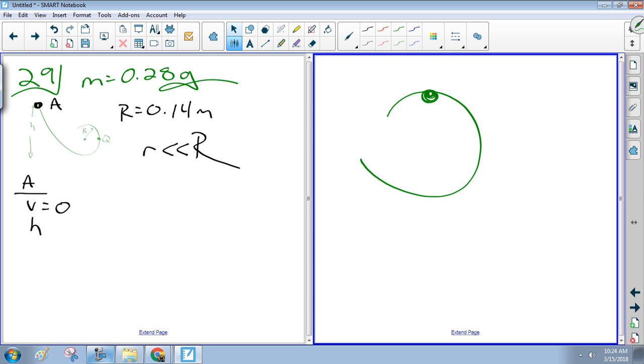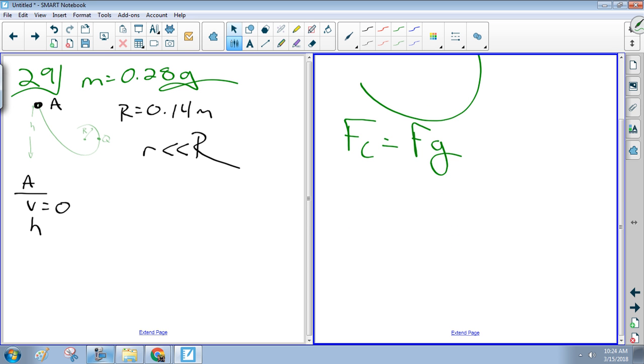At the point when it's just about to leave the track, what is true? Your net force isn't 0. Something else is 0. The normal force is 0, which means that all of my centripetal force is provided by the force of gravity. So at the point at which you're on the verge of leaving the track, your centripetal force equals your force of gravity. That is huge. You absolutely need to know that for the AP test. And for life. Not really for life, but you could probably survive without knowing that. But anyway, there we go.